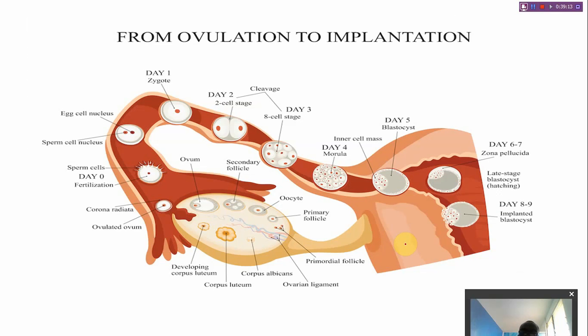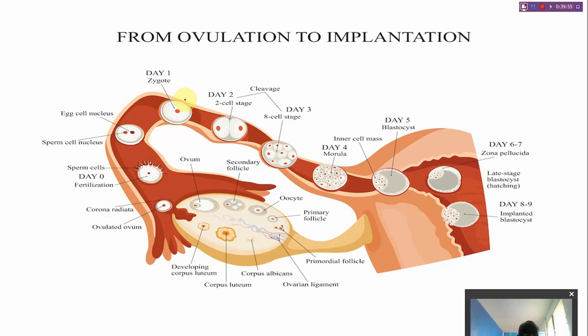So from ovulation to implantation, you can see this is how a pregnancy occurs. After fertilization comes the cleavage. An egg is taken from the ovary after ovulation, after the follicle ruptures. An egg is released here. So this is the corona radiata, the outer wall of the egg, the ovulated ovum. You can see it's traveling gradually. And this is the egg cell nucleus.